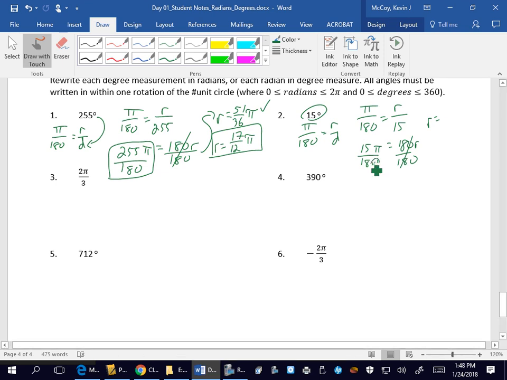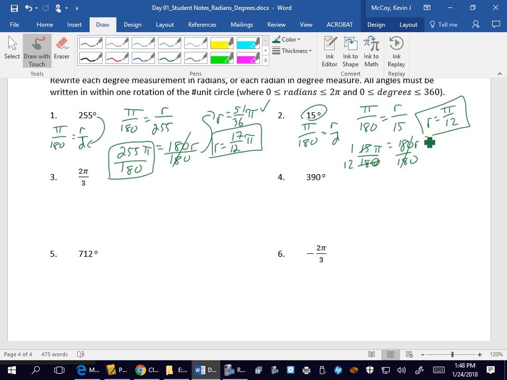So we're going to get that r equals 15 pi over 180. 15 actually goes into 180. I just happen to know that. You might not know that. But 15 goes into 180. So it goes into 15 once. It goes into here 12 times. So I'm going to get 1 pi over 12. That is the radian measure that is equivalent to 15 degrees.